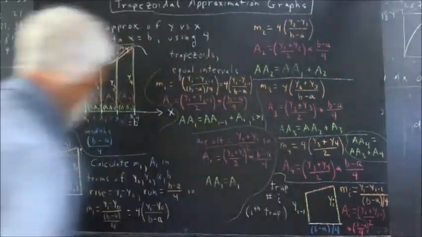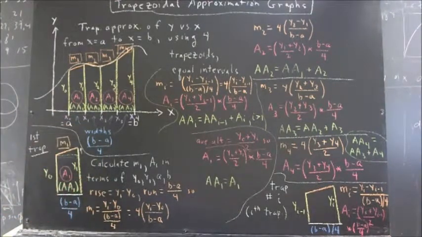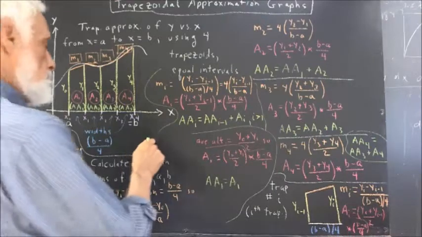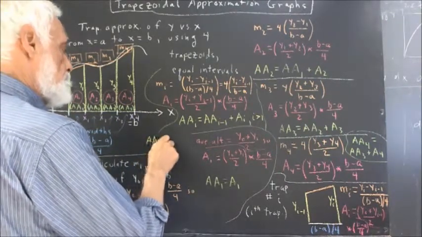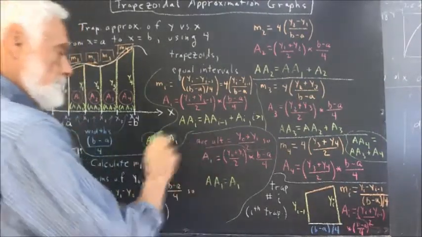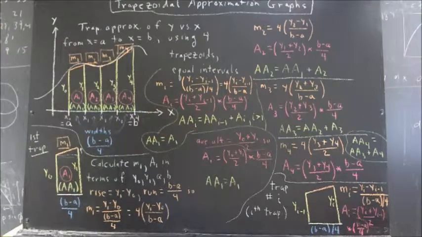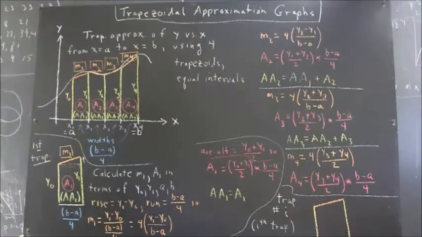Okay, for the first trapezoid, remember, the accumulated area was just equal to the area of that trapezoid. So we could write AA1 equals A1, and that would give us a complete definition of the accumulated areas of the various trapezoids.